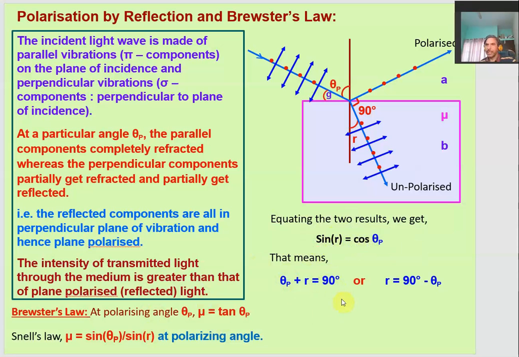And we already know that this happens only at the polarizing angle, when the angle of incidence becomes equal to the polarizing angle. This angle is the glancing angle. You must remember the name of this angle also.